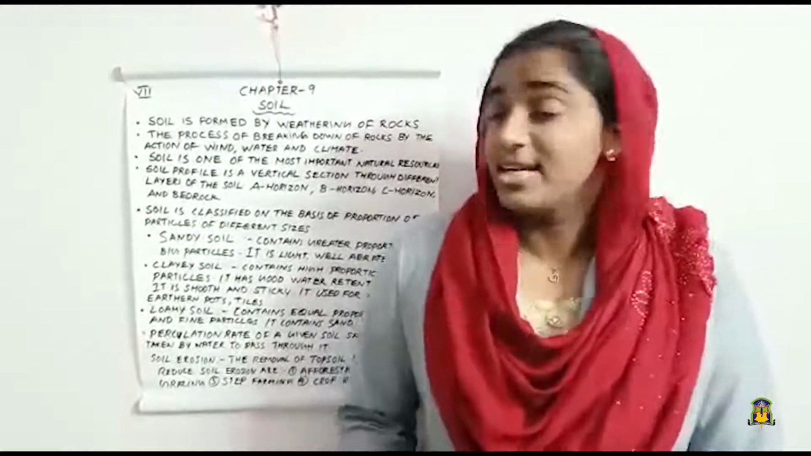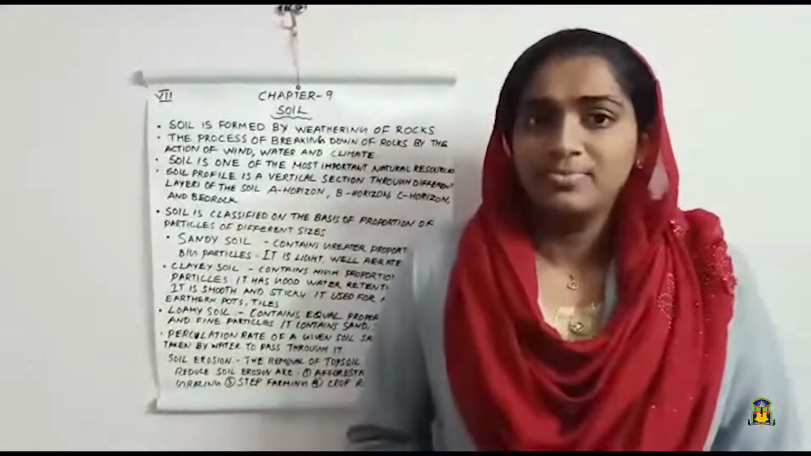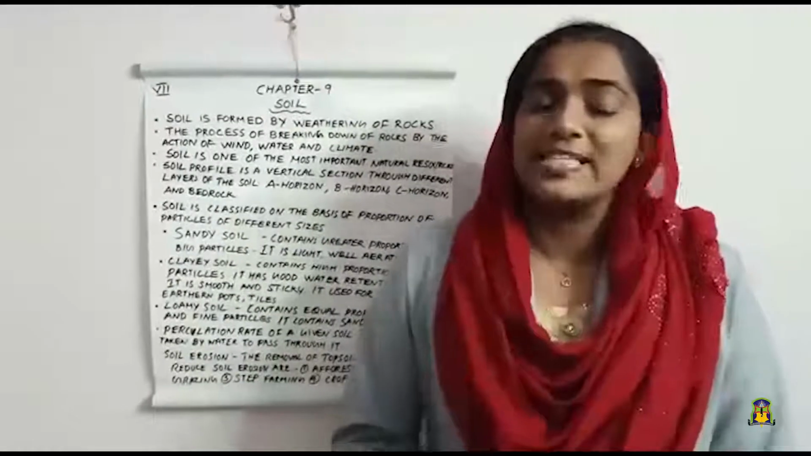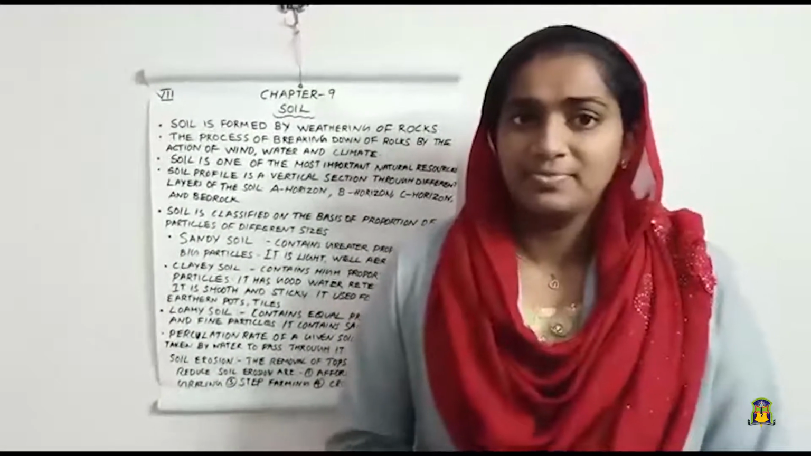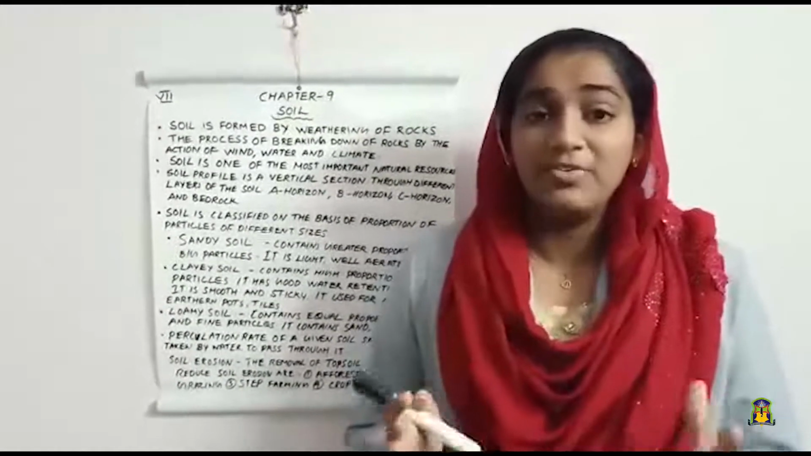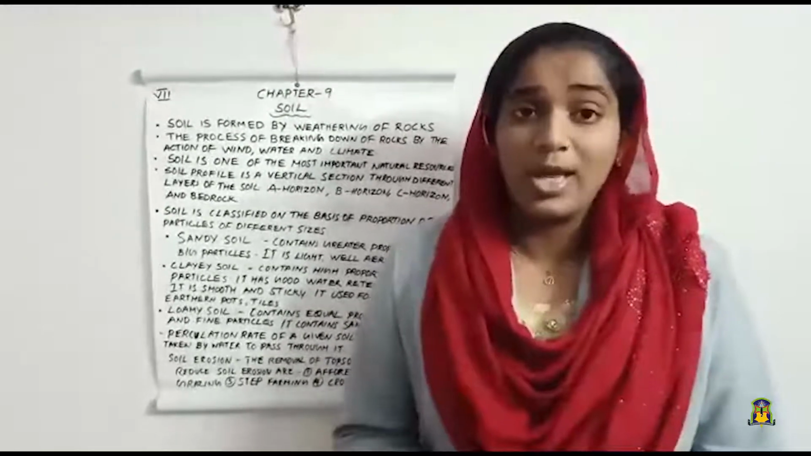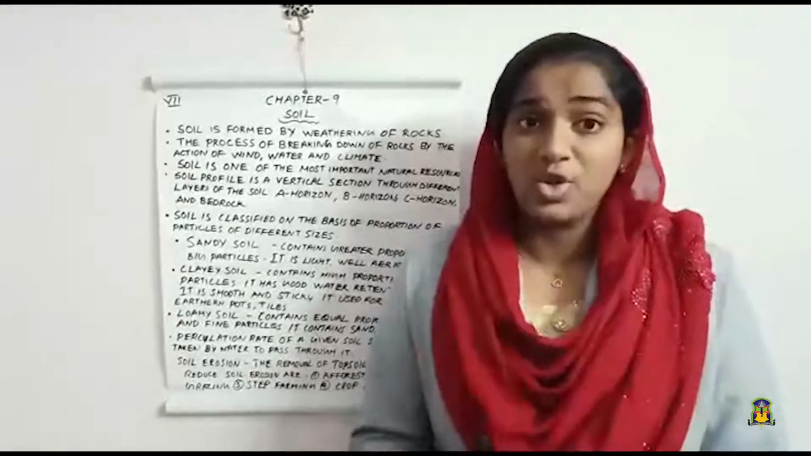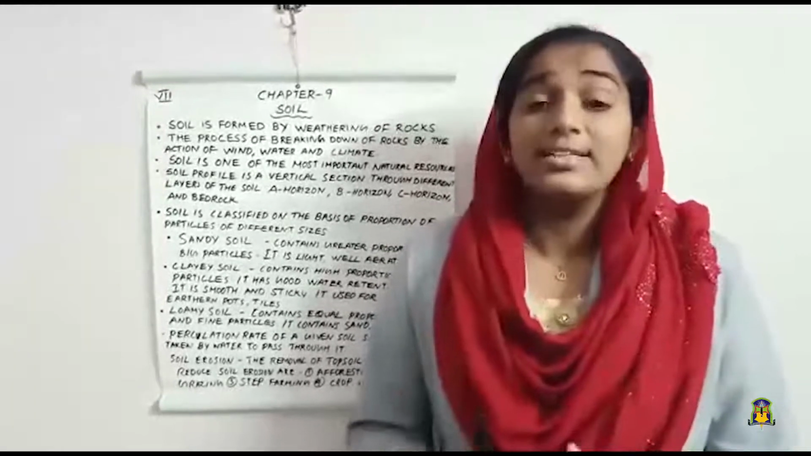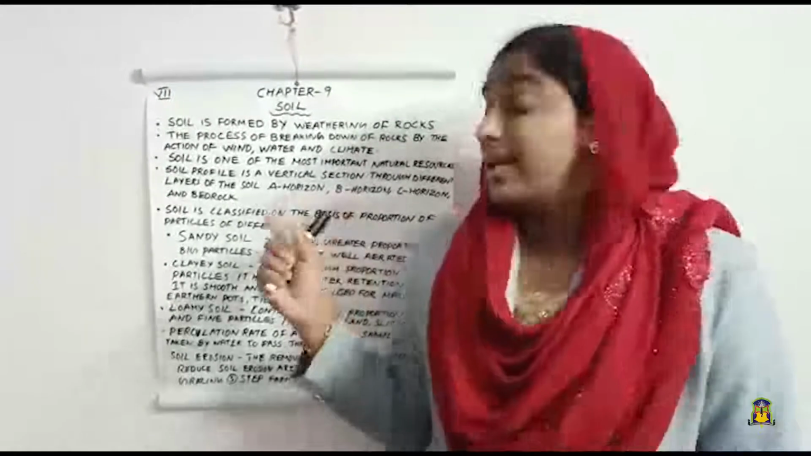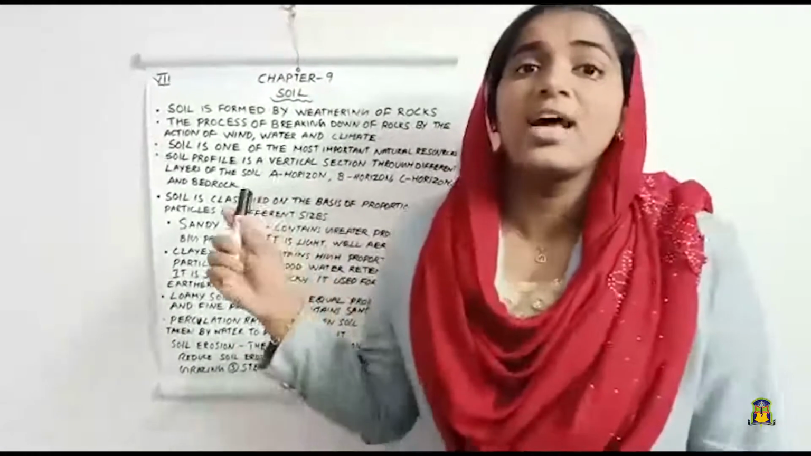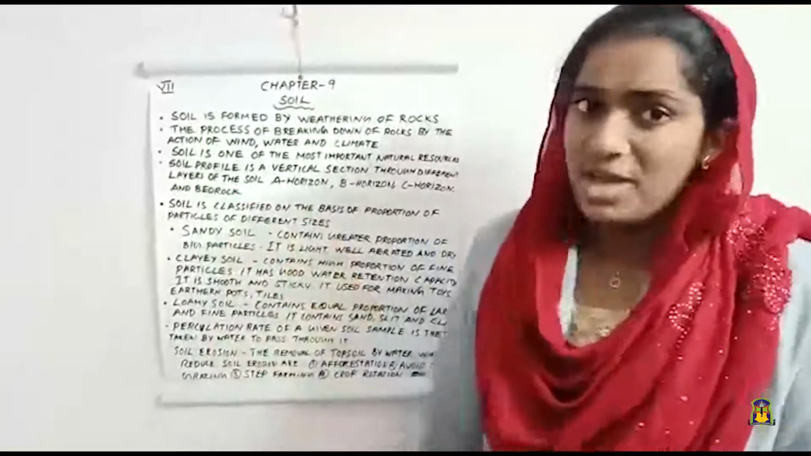We have completed the chapter Soil. Today I would like to give a summary of this chapter. In this chapter we discussed soil, different types of soils and different layers of soils, that means soil profile, then percolation rate, then soil erosion. These are the main points we discussed in this chapter.